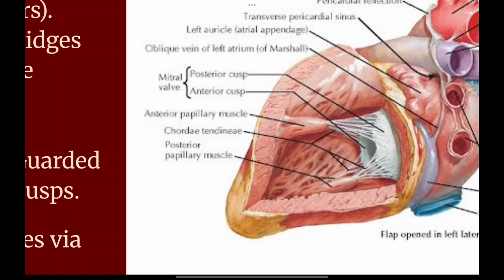The chordae tendineae are attached to these cusps, and the chordae tendineae are in turn attached to the muscle wall by a papillary muscle.